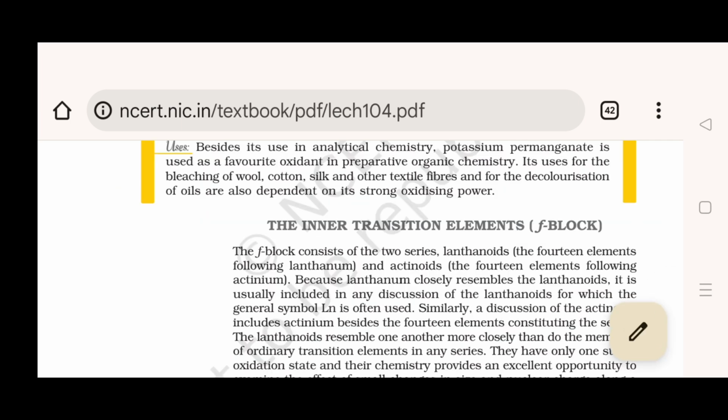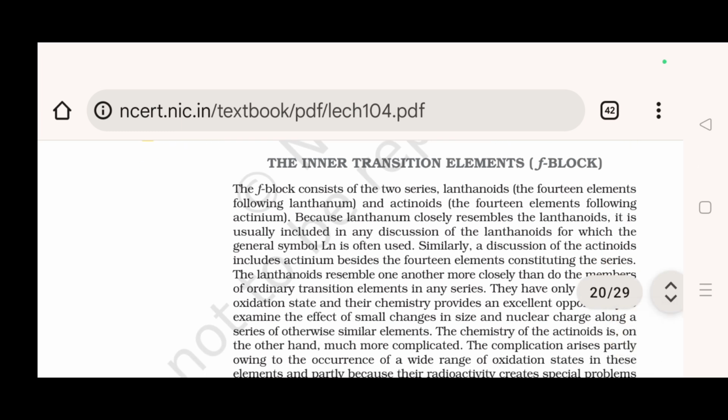Now we shall discuss the inner transition elements, or the f-block elements. The f-block consists of the two series: lanthanoids, the 14 elements following lanthanum, and actinoids, the 14 elements following actinium. Because lanthanum closely resembles the lanthanoids, it is usually included in any discussion of the lanthanoids, for which the general symbol Ln is often used. Similarly, discussion of the actinoids includes actinium besides the 14 elements constituting the series.